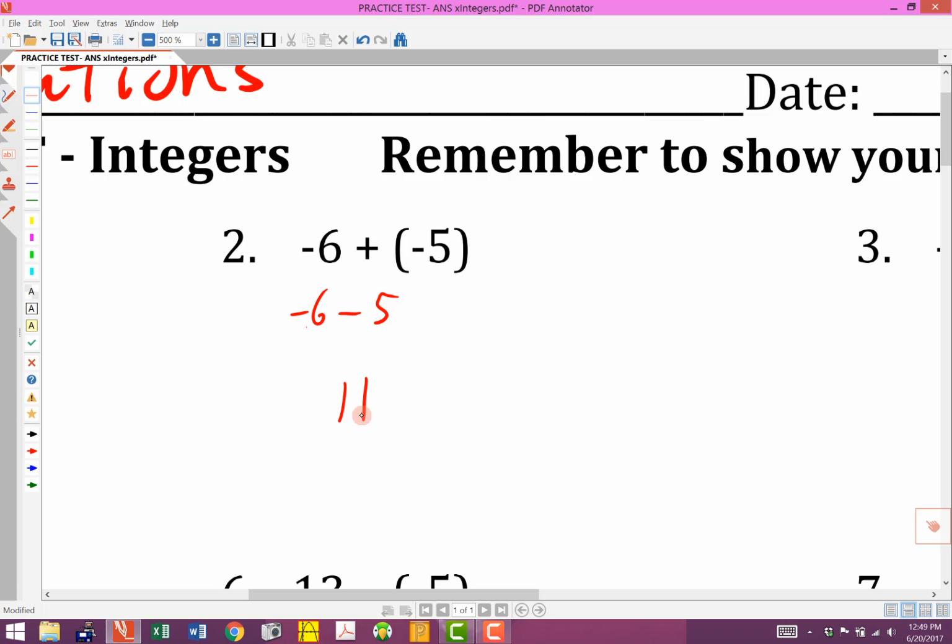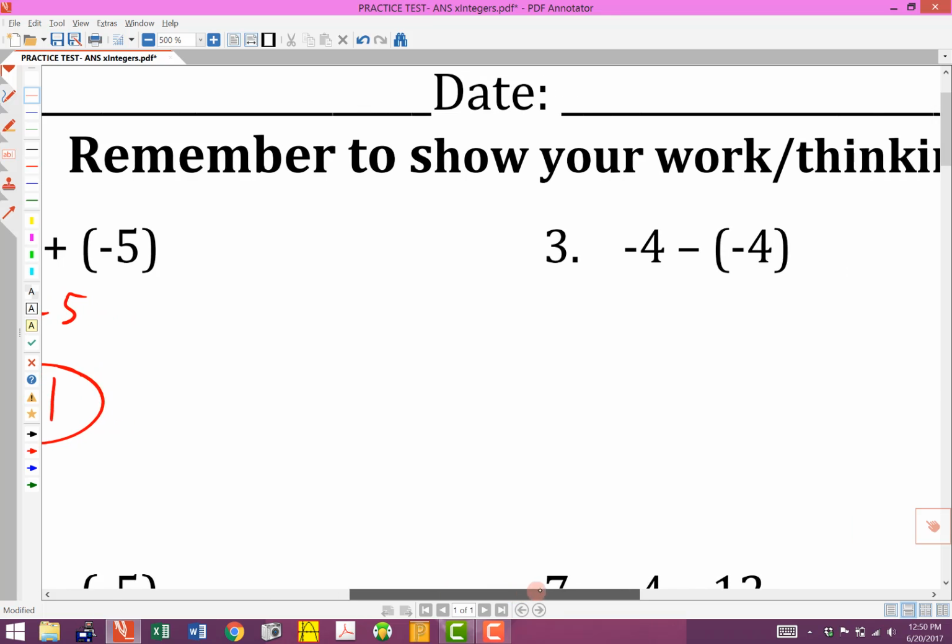The sum is 11, and we keep the same sign all the way through, so that's going to be negative 11. Again, once you rewrite it and you think of a money analogy here, you owe $6 to one person, owe $5 to another person. That means you're going to owe $11 altogether.